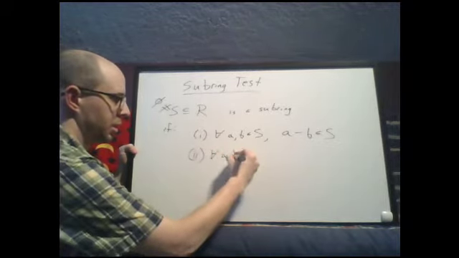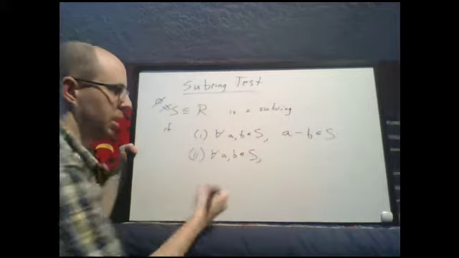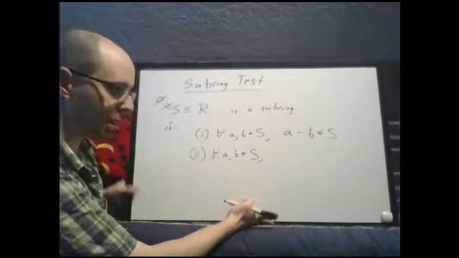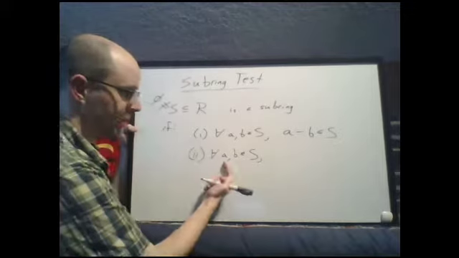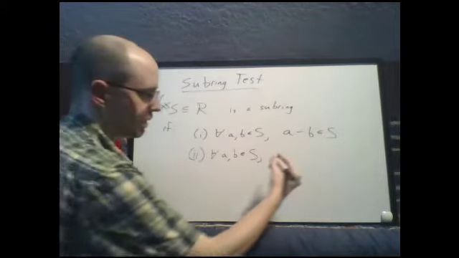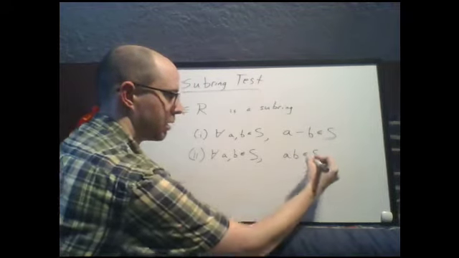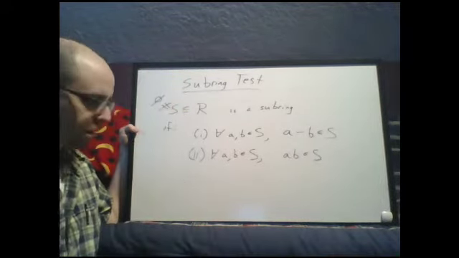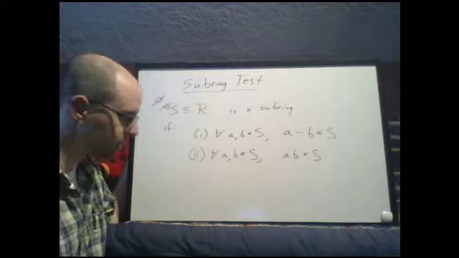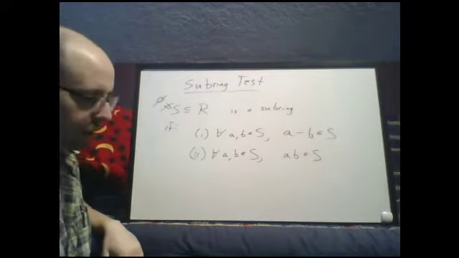And then secondly, I need to check that the subset is closed under multiplication. So for any A and B in S, A times B is in S. Okay, so that's the subring test.